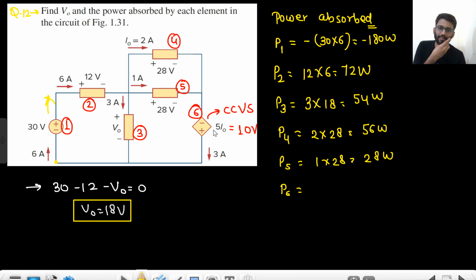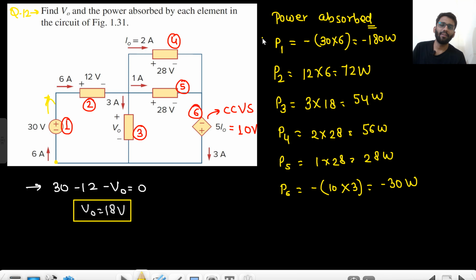P6, tell me, the current is getting out of the positive terminal and getting into the negative terminal. So it is delivering power, and that is 10 volt into 3 ampere current. This is the current, 3 ampere. So 10 into 3, that means minus 30.